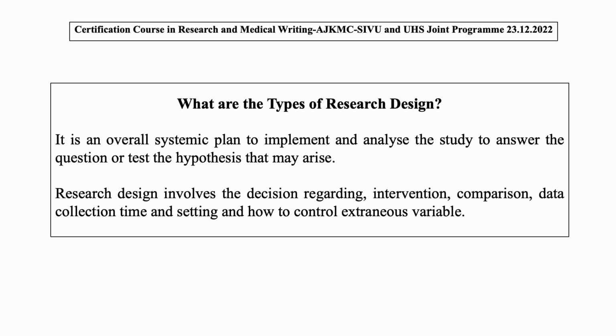Now, looking at what are the types of research design. Research design, as said earlier, is the overall systematic plan to implement and analyze the study to answer the question or test the hypothesis that may arise. The research design actually involves a decision regarding intervention, comparison, the data collection time and setting, and how to control the extraneous variables or the confounders' impact on research.